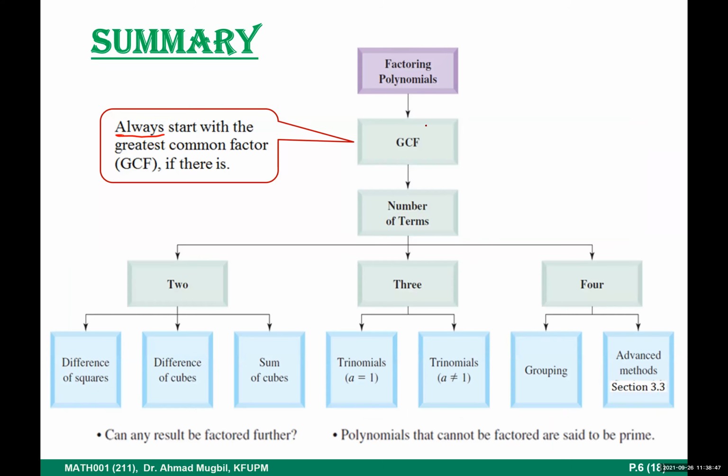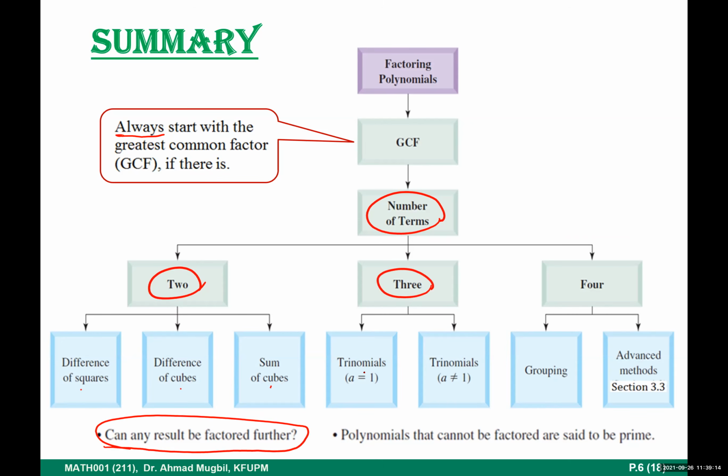Okay, then look at the number of the terms. If you have two terms, what are the options that you have? Difference of squares, difference of cubes, sum of cubes. There is no sum of squares. And ask yourself always, can I factor more? Did I factor completely or not? Sometimes you can. Now, if you have three terms, you should think about trial and error, the X method, the scissor method, when you have a trinomial with a equal to 1, or when a is not 1.